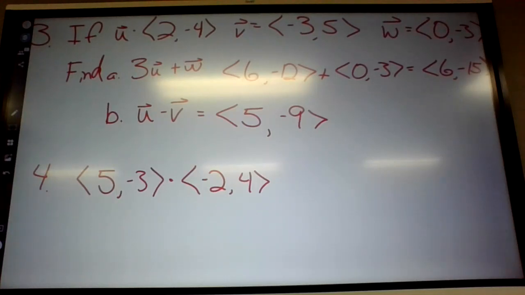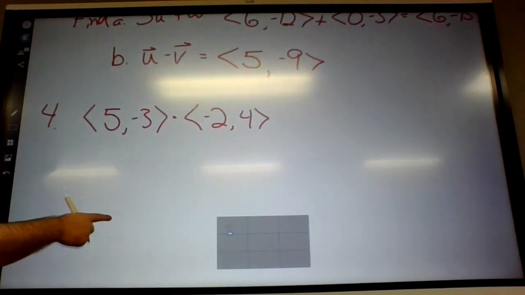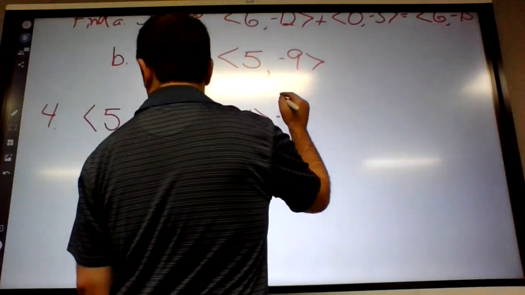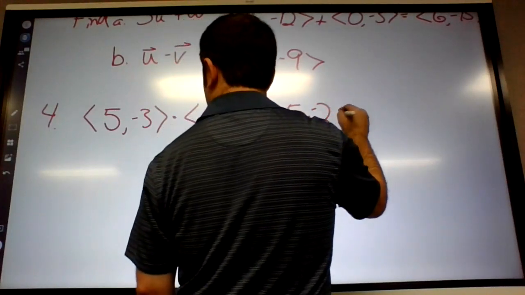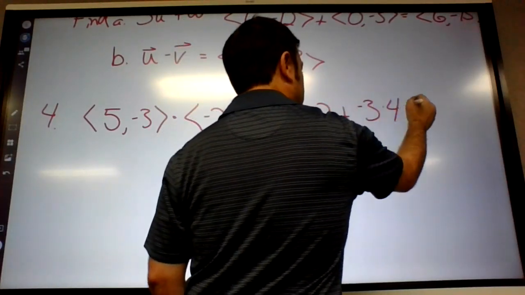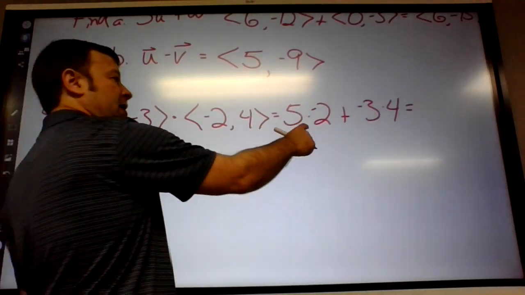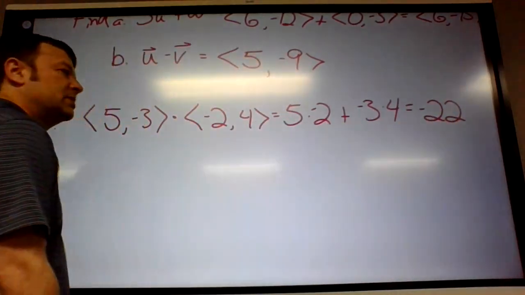what do we do with this guy? 5 times -2 plus 3 times 4. Negative, -3 times 4. Yeah, it's called the dot product. The problem doesn't have any directions though, it just shows that. So, yeah, it's what she said. 5 times -2 plus -3 times 4. So that'd be -10 plus -12, -22.